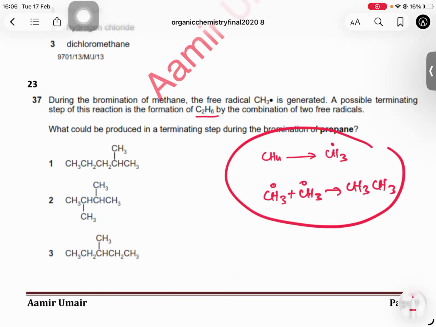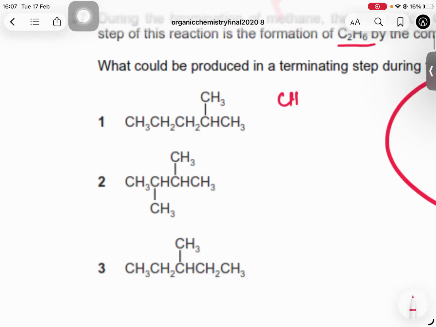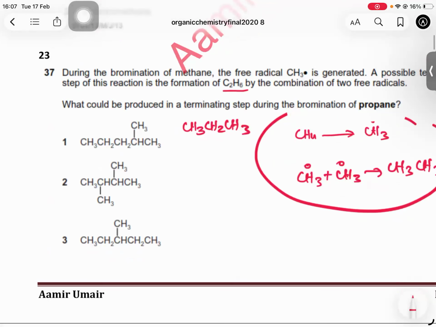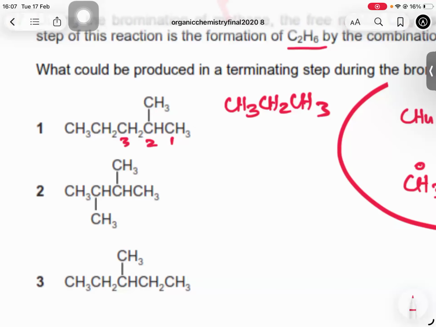अब क्या कह रहा है, वो कह रहा है कि yes, what could be the possible termination during the bromination of propane? प्रोपेन की ब्रोमिनेशन से क्या पॉसिबल स्टेप्स हो सकते हैं, ये भी क्वेश्चन हमने किया है, ये उसी को उसने पूछा है. What are the possible terminating steps, what could be produced in terminating the bromination of propane. क्या प्रोड्यूस हो सकता है? 2-methyl pentane बन सकता है या नहीं बन सकता? 1 2 3 4 5 बन सकता है या नहीं बन सकता?